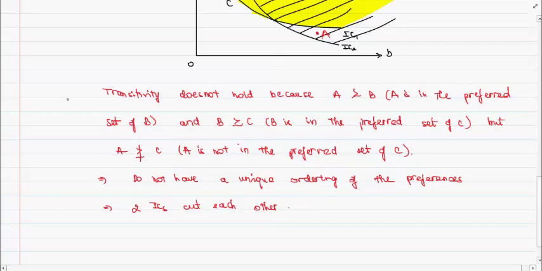Remember, this is just an example to show you the reason why we never want the two indifferent curves to cut each other, because we want to have a proper preference relation and we want to have transitivity.